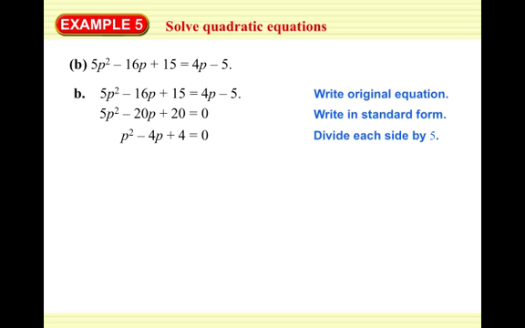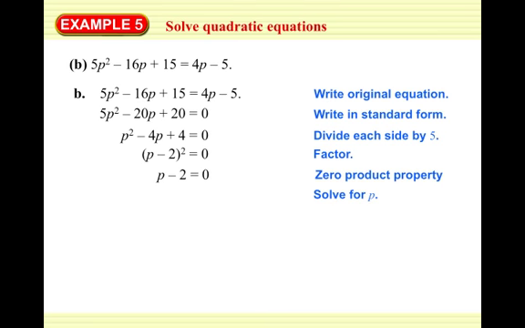Please note that we could factor out the 5 and divide both sides by 5 because we had an equation here. When you're just factoring, you just have to factor it out and leave it out to the side. Okay, so now we want to factor. This is a perfect square trinomial, and it is (p minus 2) quantity squared equals 0. We use the zero product property. We get p minus 2 equals 0, so p equals 2.